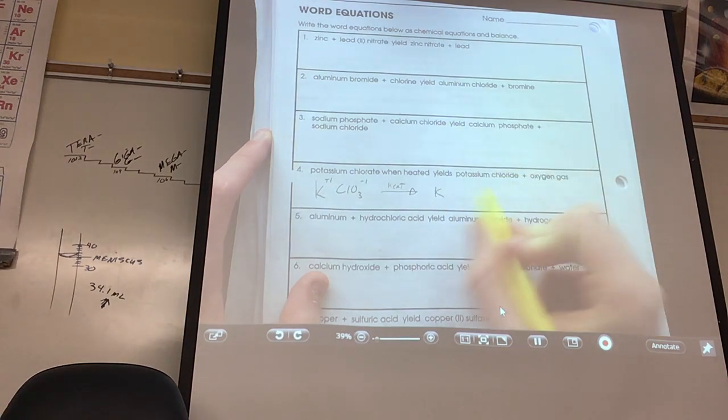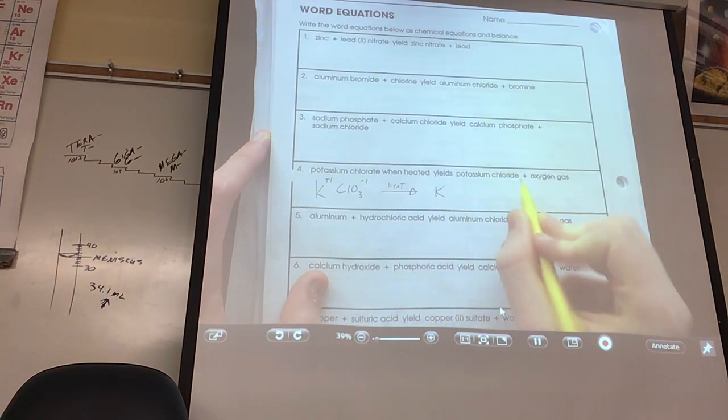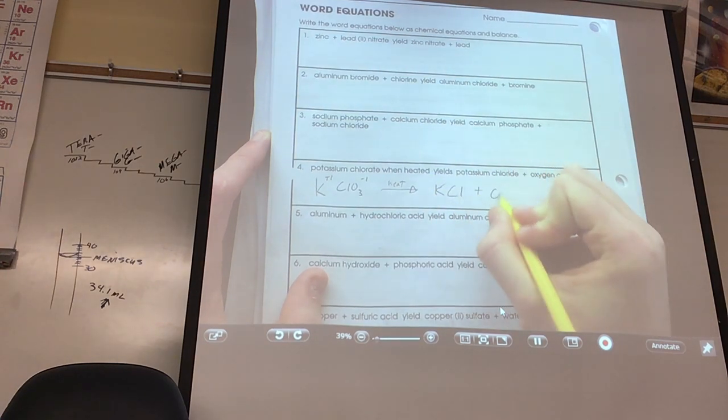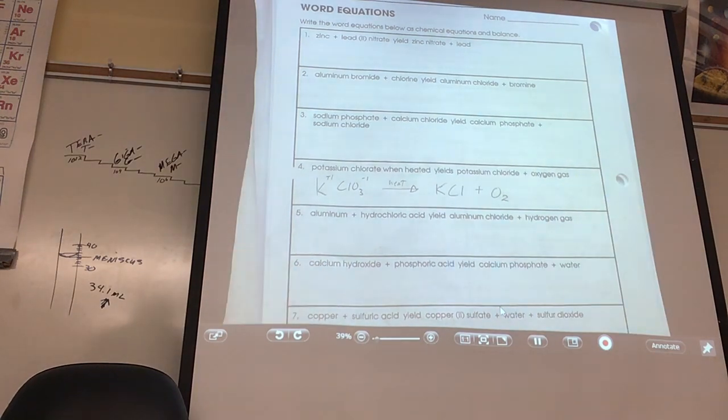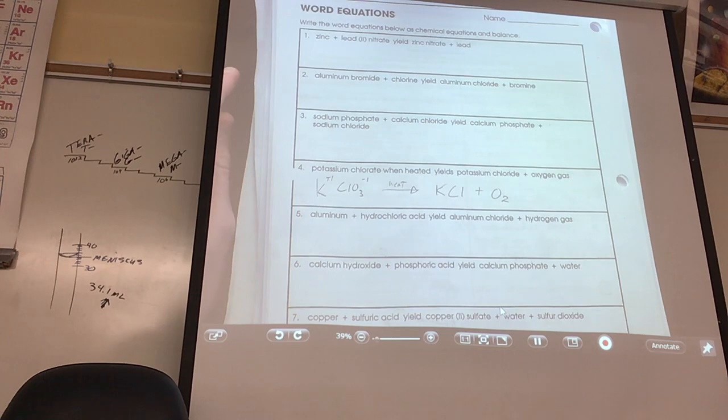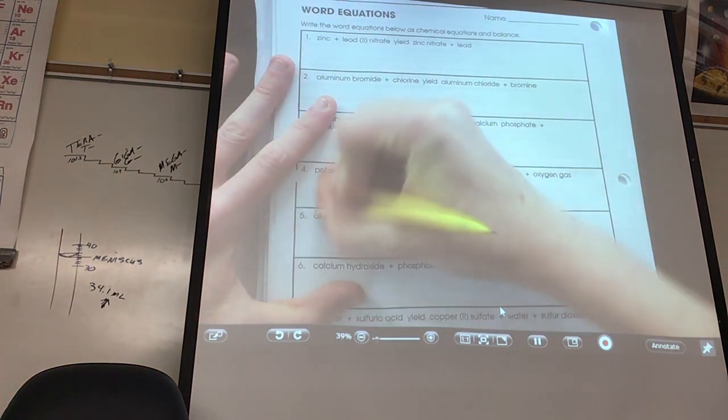KCl plus O2 since it's diatomic, but that's not balanced because we have one extra oxygen. So, odd even trap, isn't it? Oh, yeah.